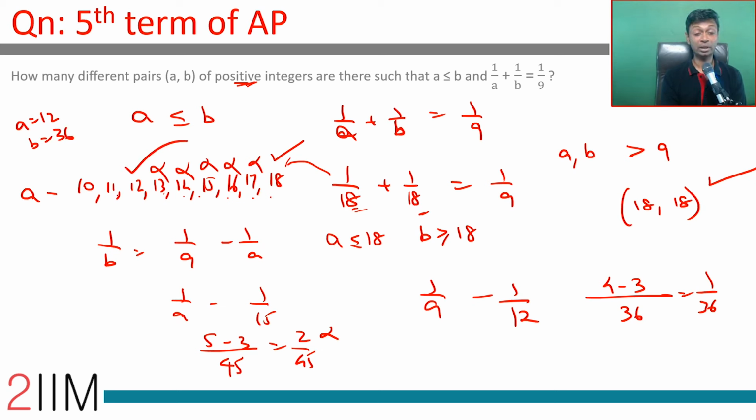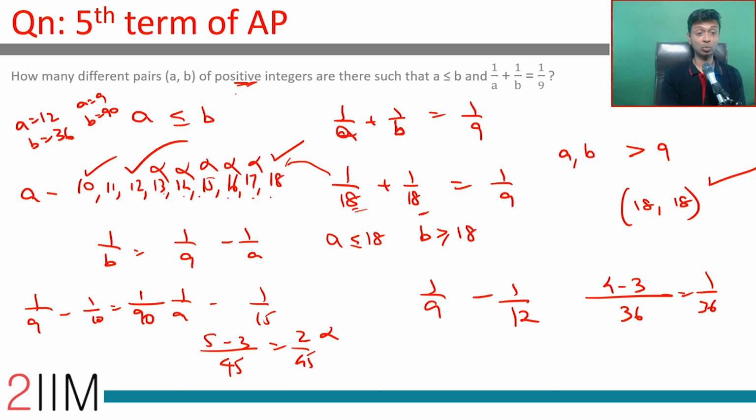11. 1 by 9 minus 1 by 11 is 2 by 99. Doesn't work. 10. 1 by 9 minus 1 by 10 is 10 minus 1 by 90, that's 1 by 90. That can work. 10 works, a equal to 10, b equal to 90 works. So 18 comma 18 works, 12 comma 36 works, 10 comma 90 works. Nothing else can work. a cannot be 9, b being infinity, that's not possible.